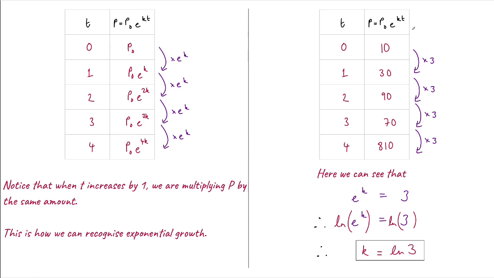I hope this video has helped you with modelling exponential growth and decay. It really helps to remember the form of the exponential growth and decay equation. Remember that P0 describes the initial value of P, the value of P when t equals 0. K is the growth constant, and T is simply time.